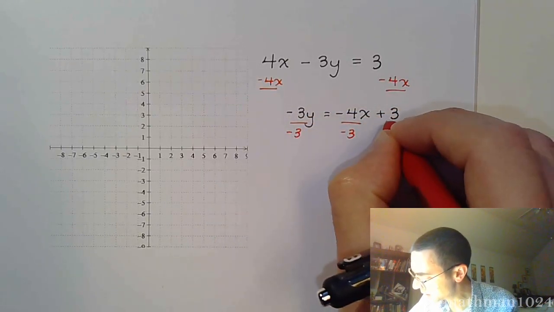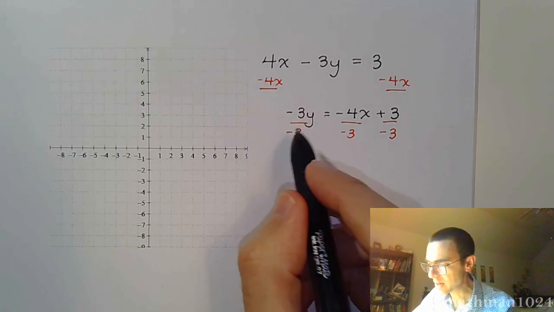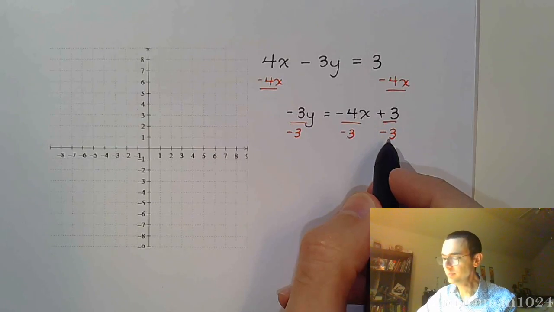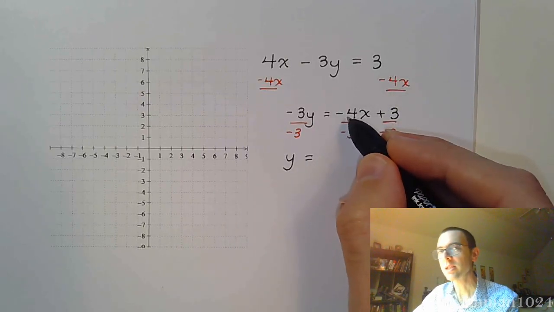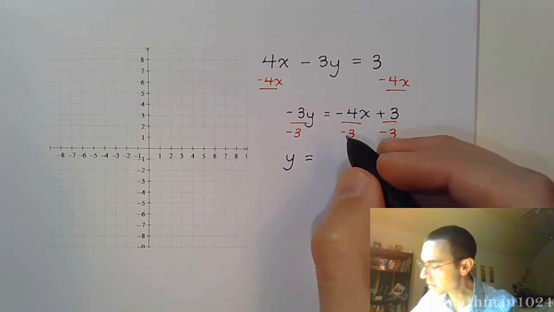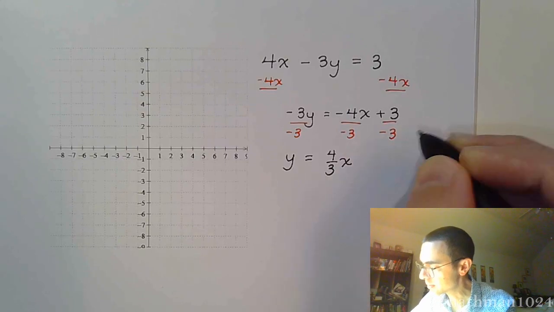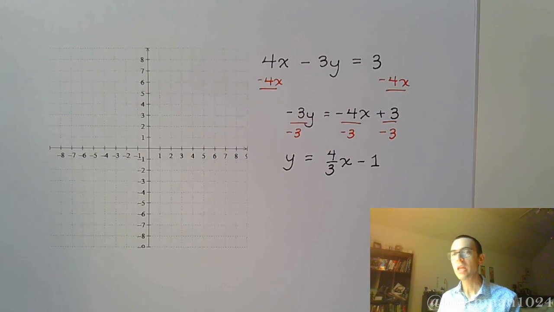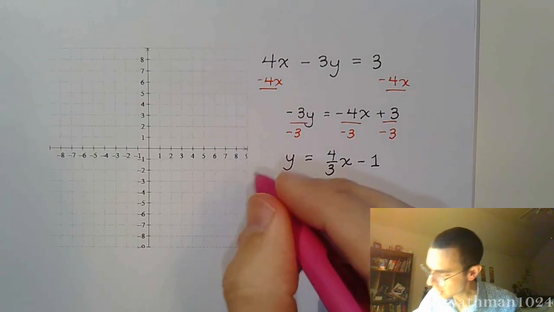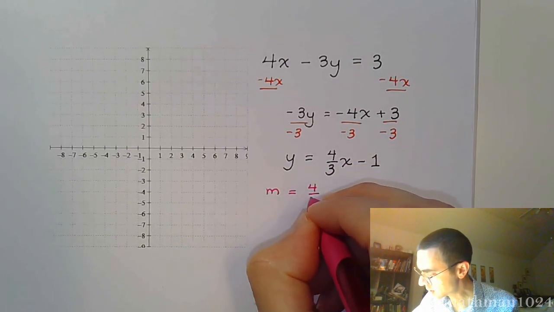Divide everything by -3. Make sure that you are showing the work like this. Step by step, you're going to be fine. If I'm dividing this by -3, everybody else gets divided by -3 as well. This leaves us with just y equals. And we just got done talking about this. Negative divided by negative is positive, so this becomes a positive 4/3 x. 3 divided by -3 is -1. Now that we are in slope-intercept form, we can clearly identify our slope because that's the coefficient of x. Our slope is 4/3.